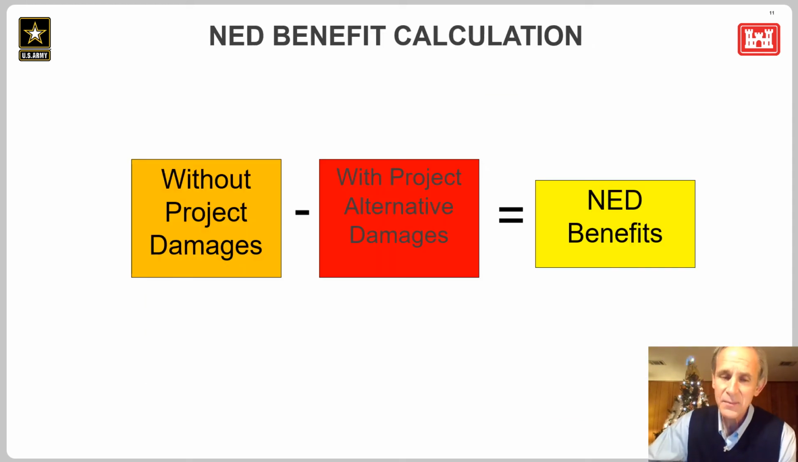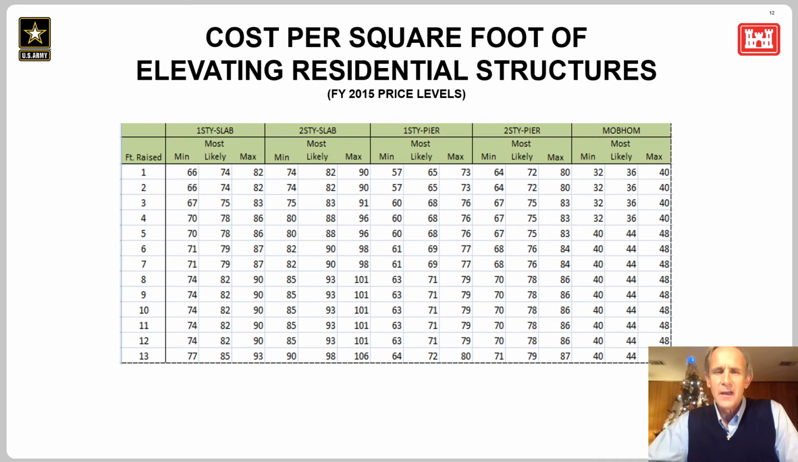So to review our economics, without project damages minus with project damages gives you your NED benefits. So now that we have the benefits, one of the other things we did that the Southwest Coastal uses, I went and performed some interviews with local shoring companies in the New Orleans area following Hurricane Katrina. And as you can see, these are for residential type structures: 1-story slab, 2-story slab, 1-story pier foundation, 2-story pier pile foundation, and mobile homes.